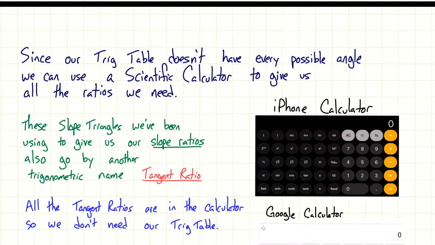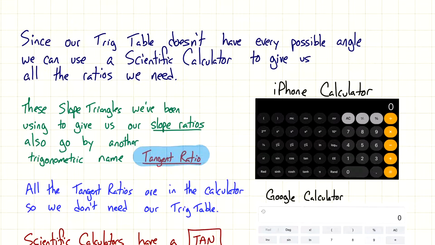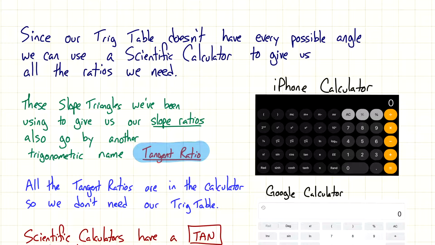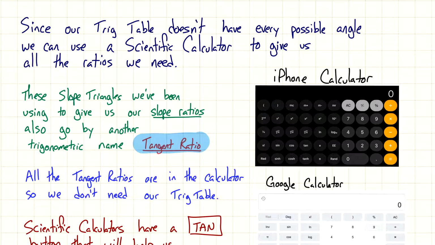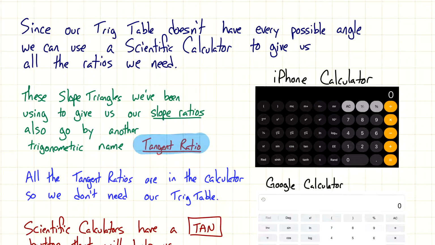A tangent ratio is really the new term that you need to know. Instead of slope ratio, we can use the term tangent ratio. All the tangent ratios, the slope ratios, are in the calculator, so we don't need our trig table. Some of us may or may not have a physical calculator like a Texas Instruments or a Casio, but all of you should have a calculator near you, either on your phone or on the internet.